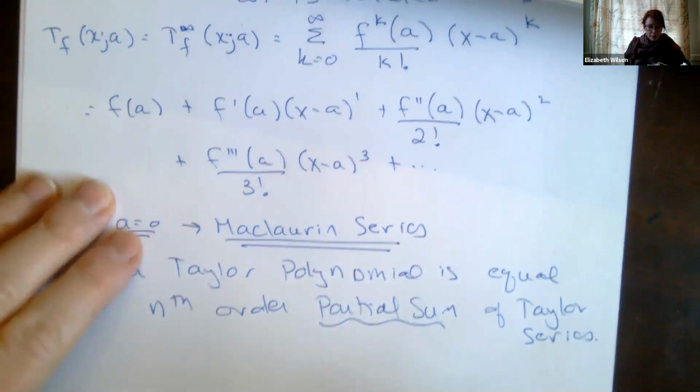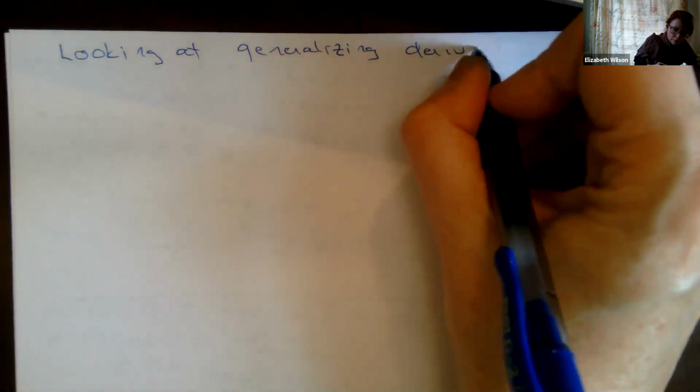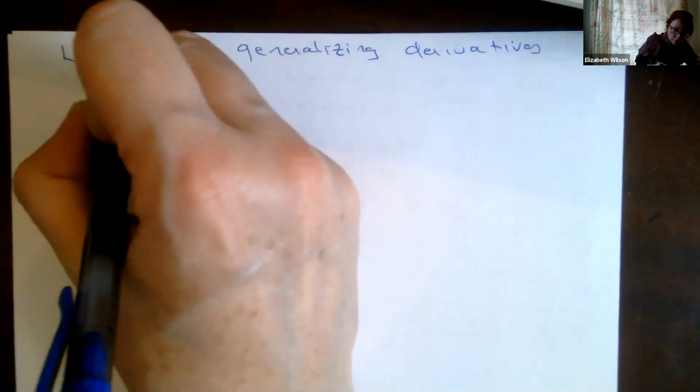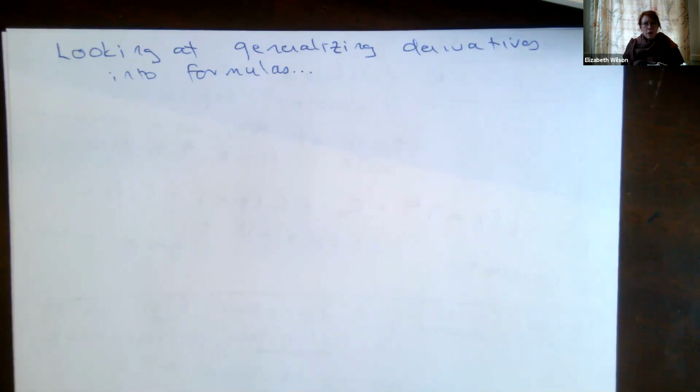Okay, so let's start thinking about representing things as formulas. We're going to keep going back and keep practicing this stuff, but I also want to take a step back and start thinking about how we're going to generalize this. As we go along, it becomes a big discussion about how we generalize our derivatives into formulas. So I'm always going to be trying to call your attention to that.